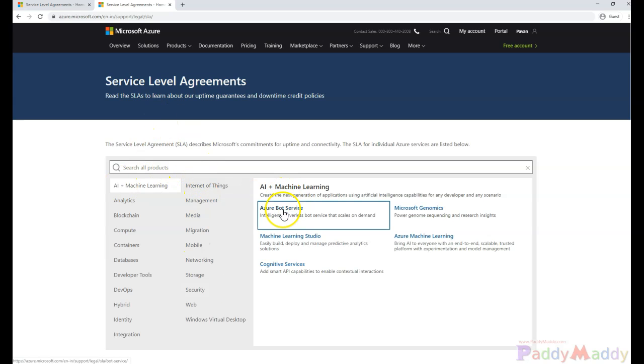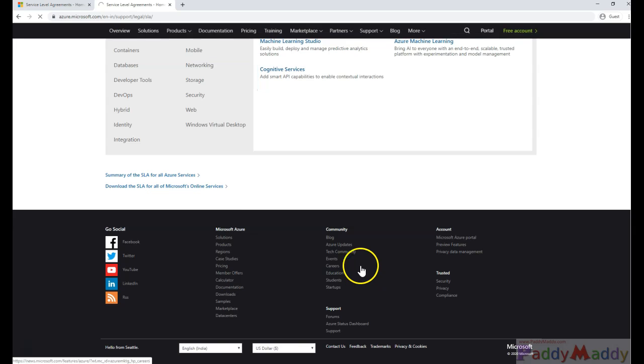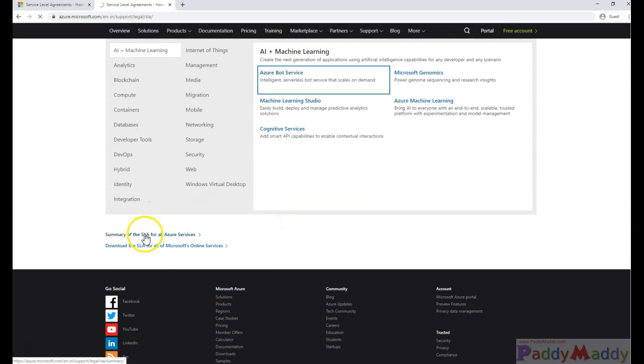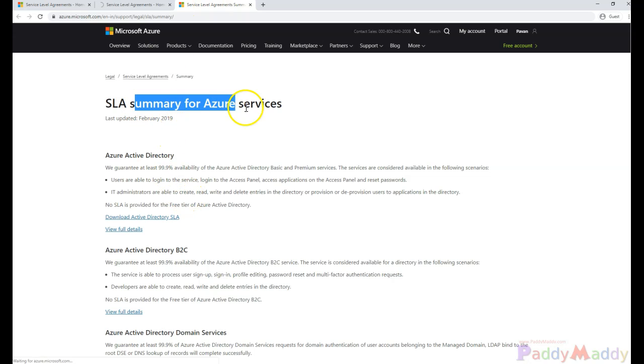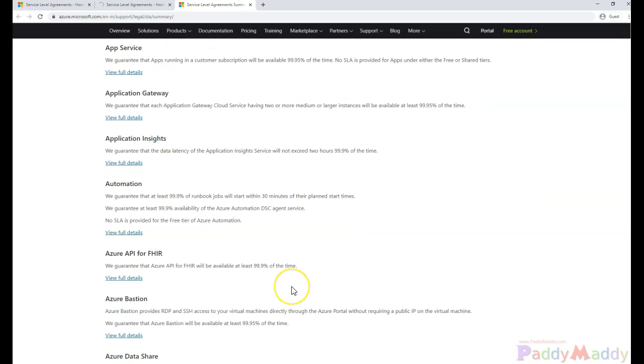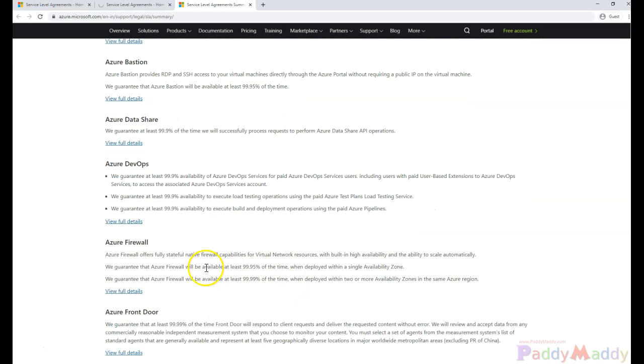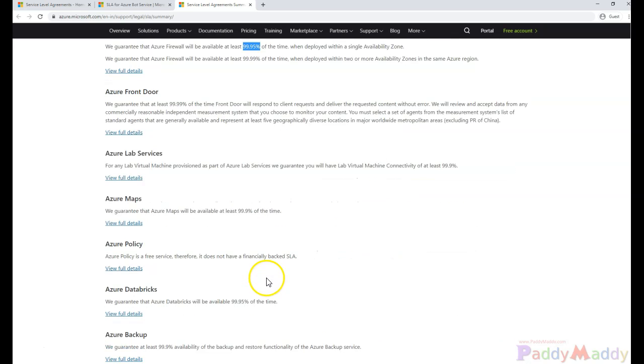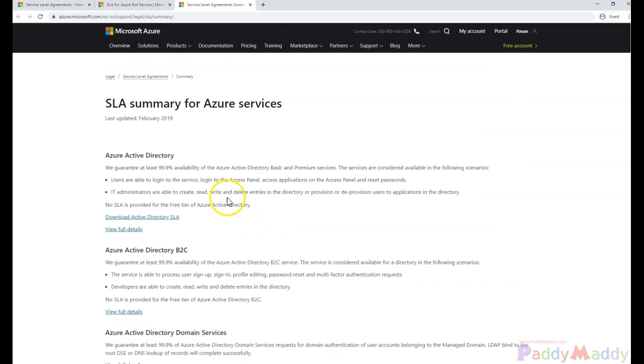Let's say if you are using the Azure Bot Services, it would have different SLAs, and if you use Blockchain or DevOps or other products, it would be completely different service levels. Let me show you one here, Active Directory specifically, which is actually 99.9. But if you go down and check other things like Azure Firewall, they give you a guarantee of 99.95. So for every product, it is not the same.